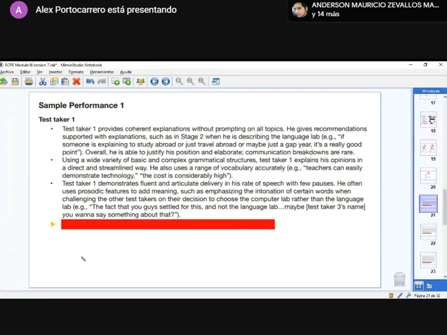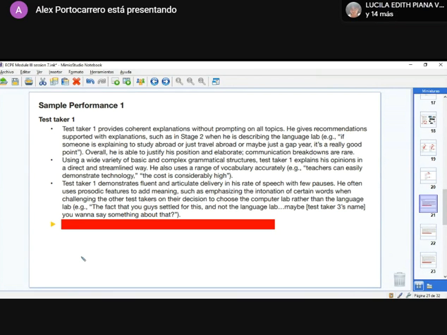Example, if someone is explaining to study abroad or just travel abroad or maybe just a gap year, it's a really good point. Overall, he is able to justify his position and elaborate. Communication breakdowns are rare. Using a wide variety of basic and complex grammatical structures, test taker 1 explains his opinions in a direct and streamlined way. He also uses a range of vocabulary accurately. Example, teachers can easily demonstrate technology. The cost is considerably high.